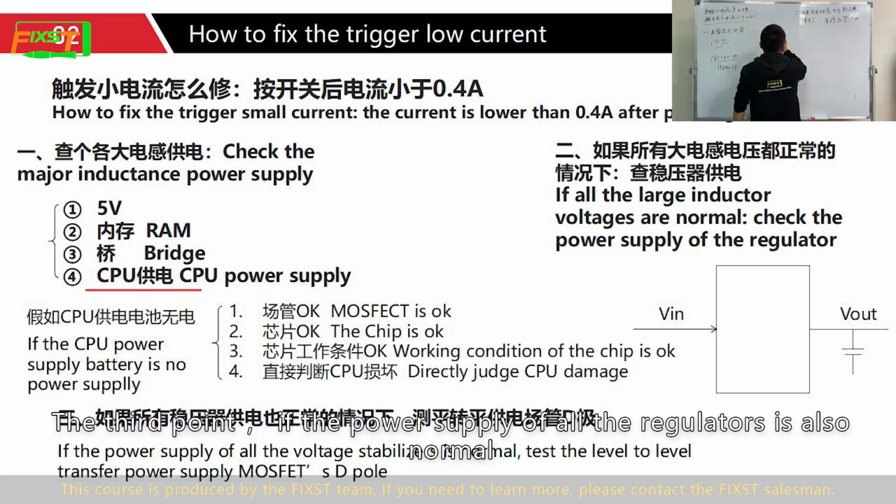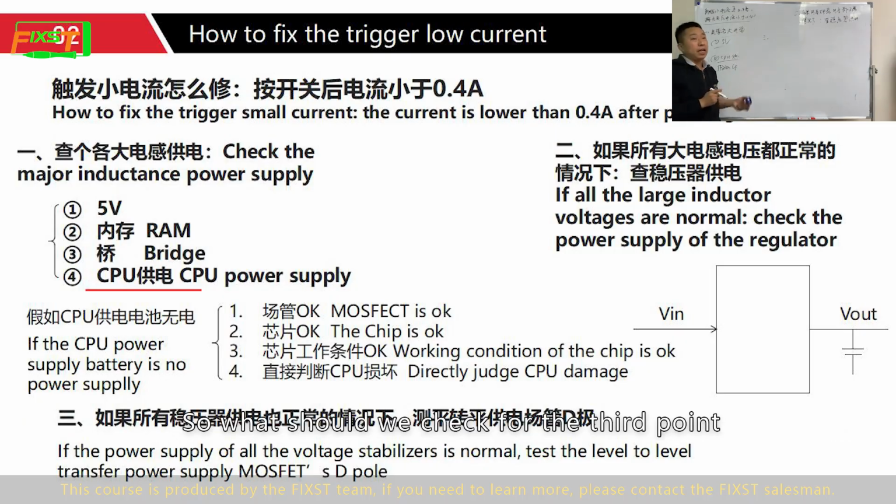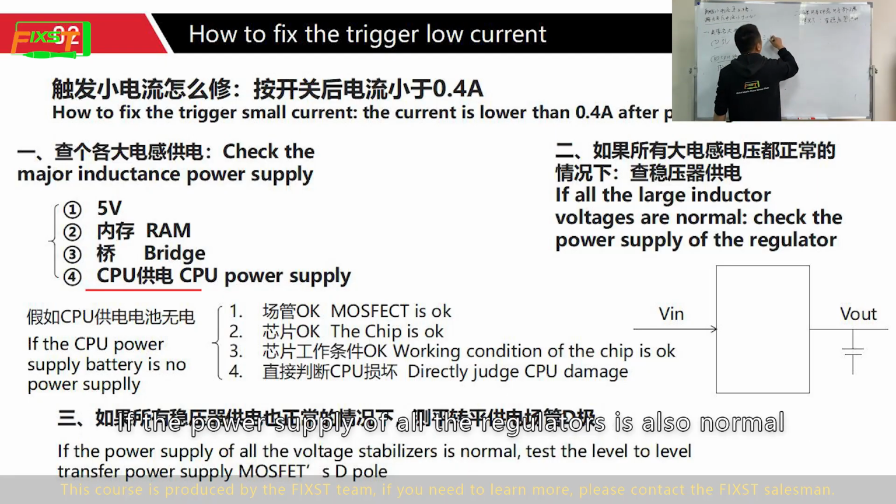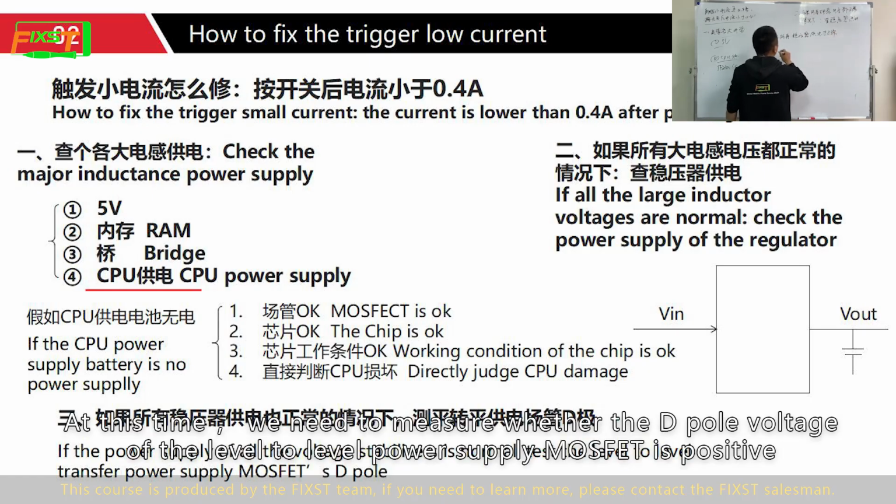The third point, if the power supply for the regulator is also normal. So what should we check for the third point? Is there any voltage at the drain of the level-to-level power supply MOSFET we just mentioned? If the power supply for the regulators is also normal, at this time, we need to measure whether the drain voltage of the level-to-level power supply MOSFET is positive.